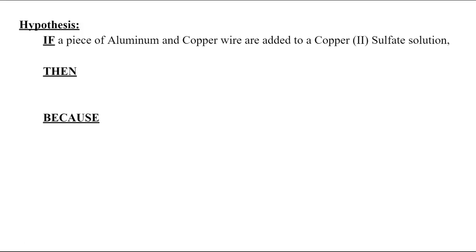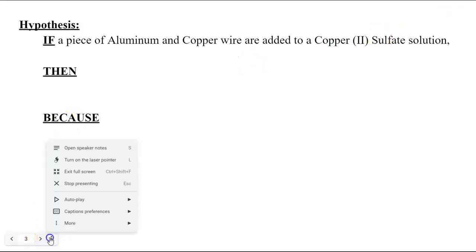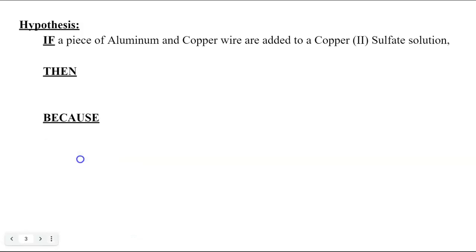And then your because statement. Why do you believe whatever you said in your then statement? Why do you believe that you may or may not have something happen? So once you figure out your then statement, your because statement is explaining why you believe that is going to be the outcome.